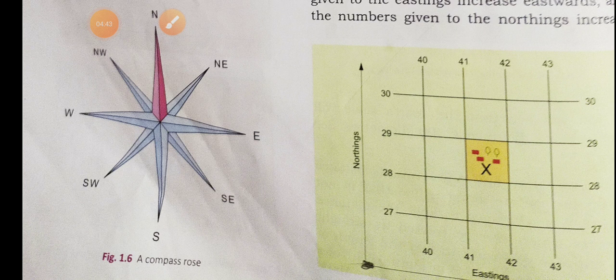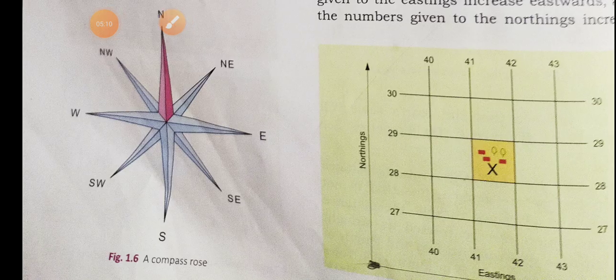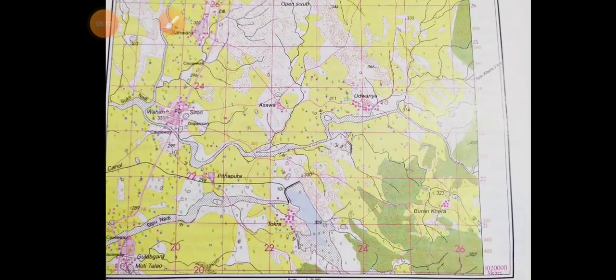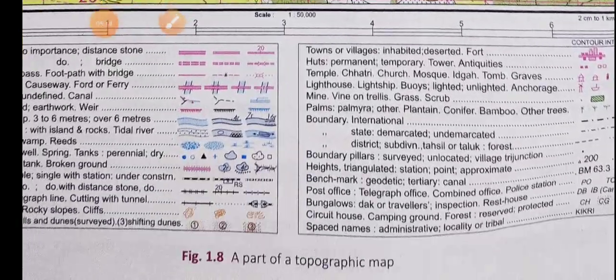And here you can see some conventional symbols. What are conventional symbols? We do not show the actual shape and size of trees, buildings, villages, etc. in the map. So we show these features with the help of various symbols, and these symbols are called conventional symbols. Here in this part you can see some conventional symbols.